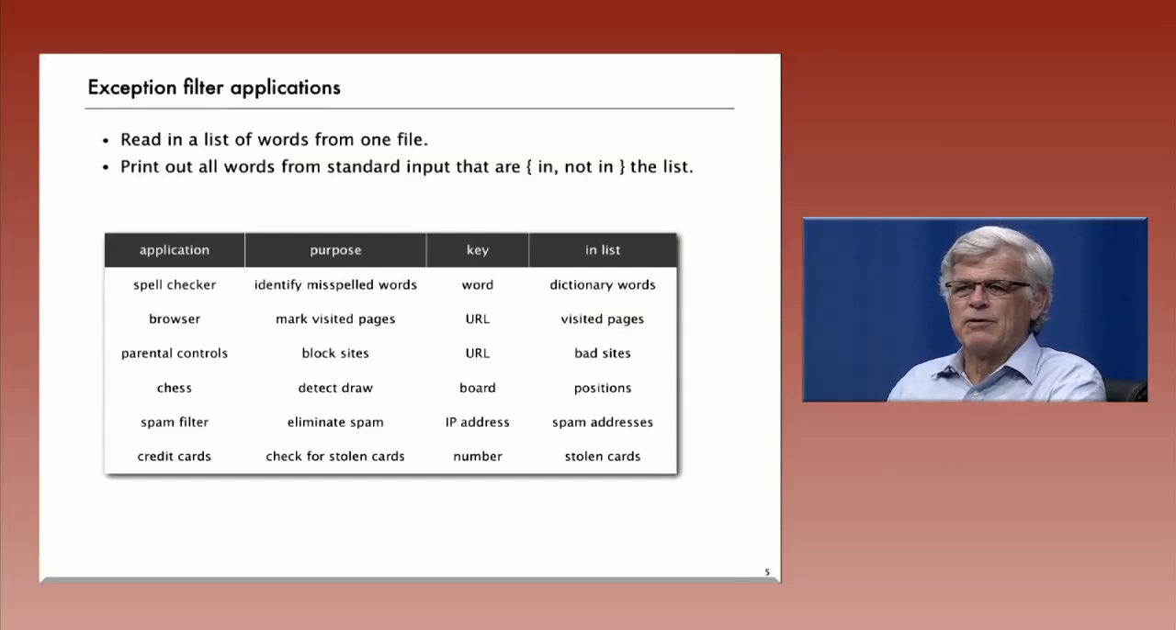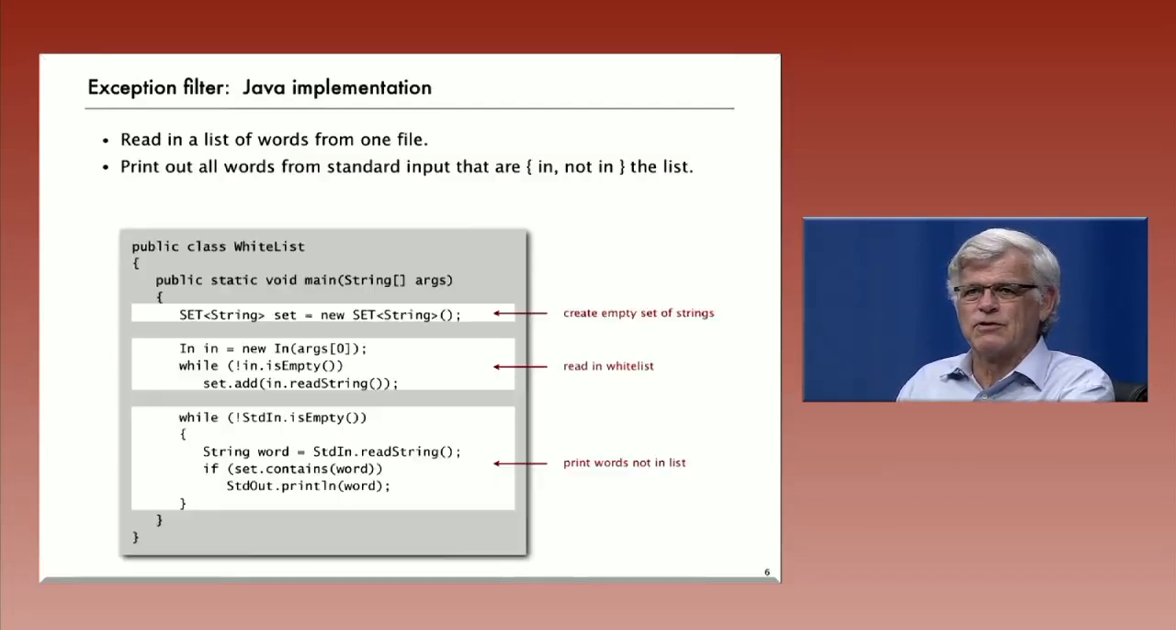In a browser, you might want to mark your visited pages or block sites and so forth. Or like the one at the bottom, credit cards. Maybe you run a credit card company and you want to check for stolen cards. Then your keys would be numbers, and in your list, which might be kind of short, would be the stolen cards that you know about, and you'd want to run a whitelist filter for those cards and print out, in your long list of transactions, whichever transactions have those stolen cards. So that's just a couple of examples of exception filters.